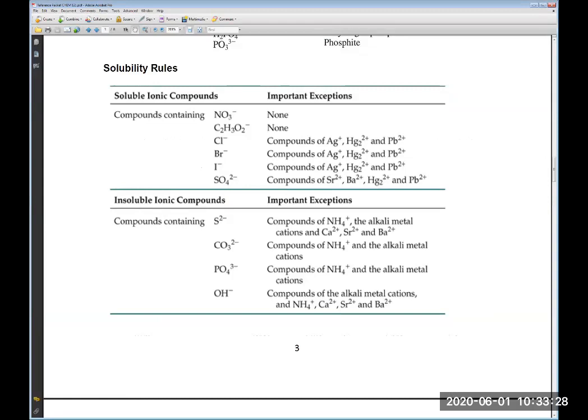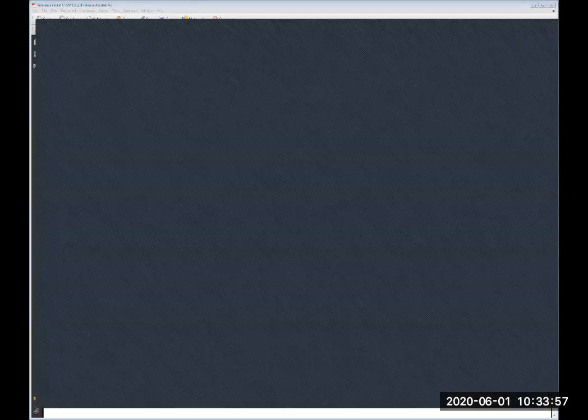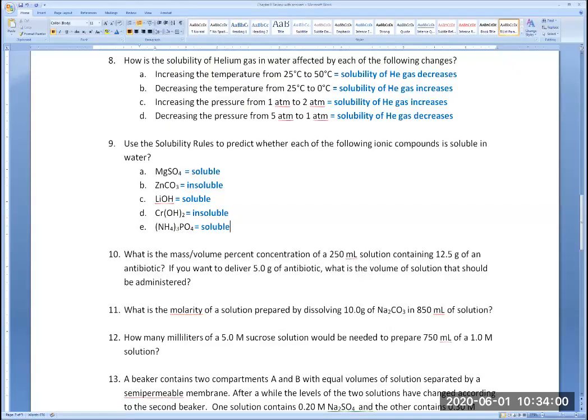So phosphates usually make insoluble compounds, but we have to look at the exceptions. Compounds of NH4 plus are an important exception, because we said earlier that anything that contains ammonium is actually soluble if you look at all the exceptions. Ammoniums are always there, ammoniums and the alkali metals. So phosphate, when it is with the ammonium, is actually soluble. Okay, so that reviews that.